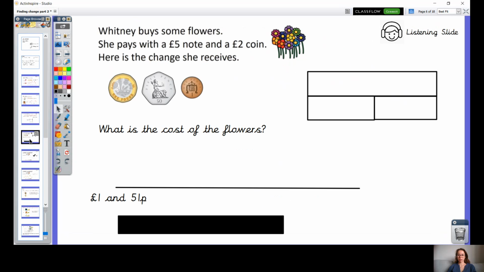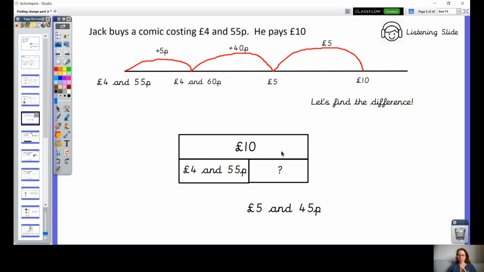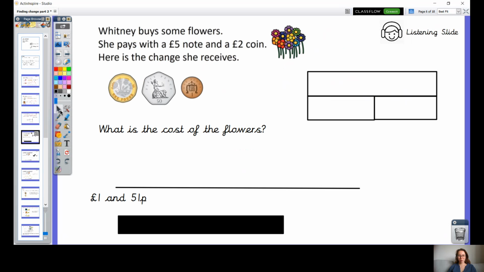Okay, right, I'd like you to have another little listen, because this time we've got a slightly different problem. Okay, so on our last question, we were working out what his change would be. Okay, on this question, let's have a look. Whitney buys some flowers. She pays with a £5 note and a £2 coin. Here is the change she receives.